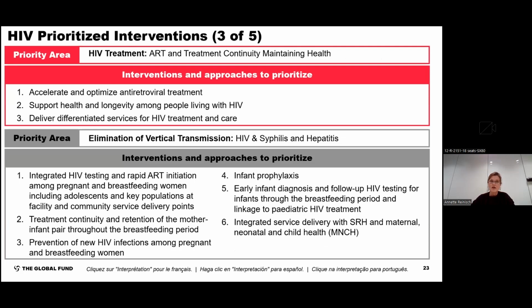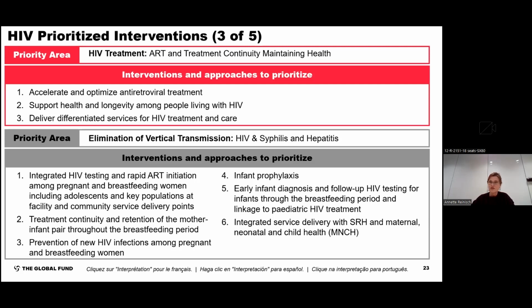HIV treatment. It covers accelerated and optimized ART using regimens that are recommended by the WHO, and increased access to routine viral load testing for treatment monitoring in facility and community service delivery settings. It covers differentiated services for HIV treatment and care. There's now an emphasis on the support to health and longevity among people living with HIV. So my colleague Lee has just explained to you that this guidance related to health and longevity will be published very soon.